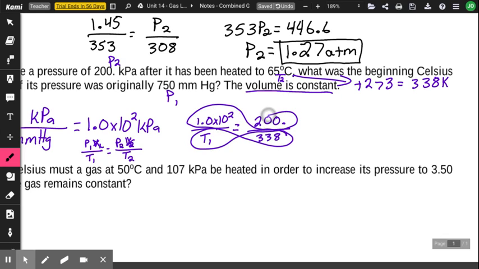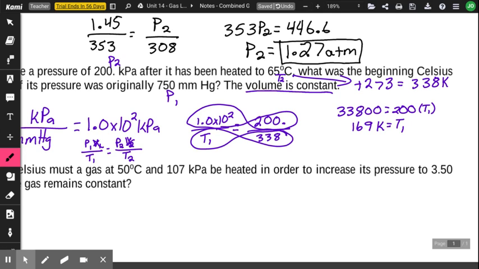What you find is that you get 33,800 equals 200 times T1. Solve for X: 33,800 divided by 200, and you're going to end up with 169 Kelvin as your temperature 1.